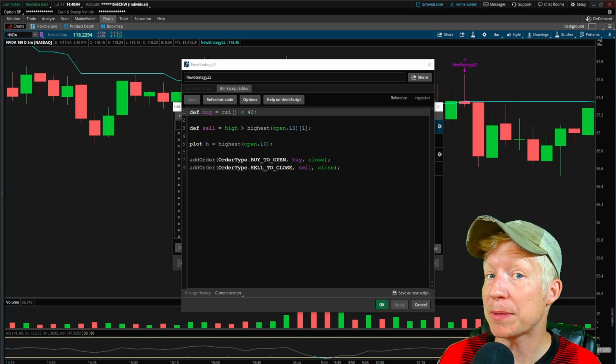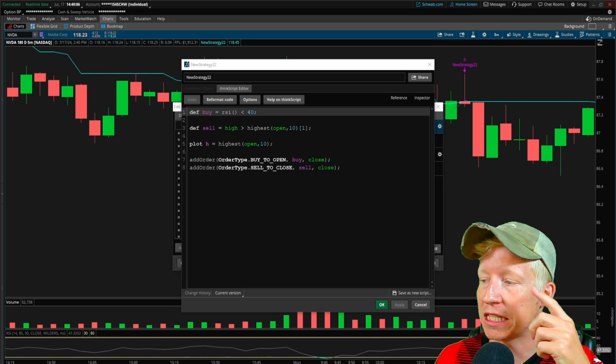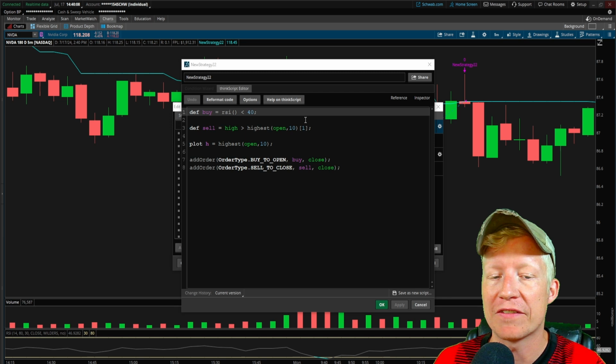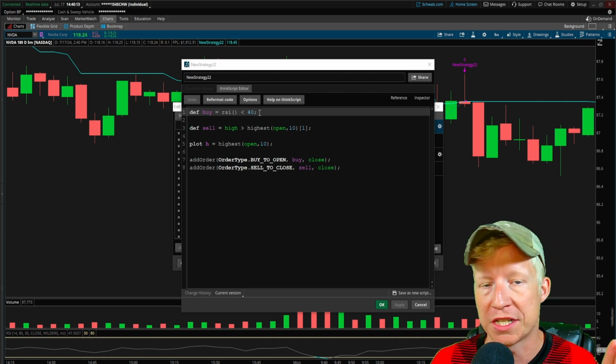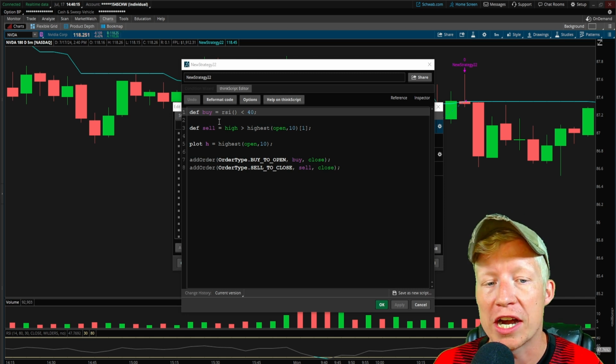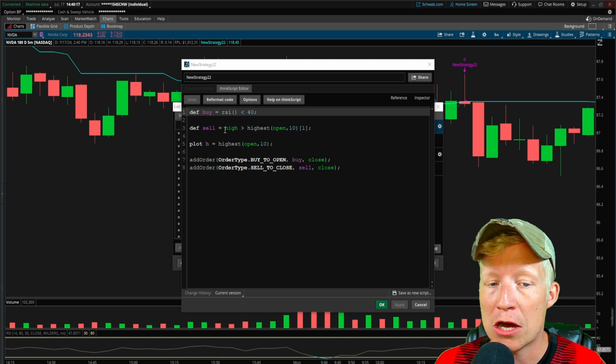Alrighty, let's up the complexity just a little bit now. Look at this new thinkscript example I've got on the screen for you. Now, we're buying if the RSI is less than 40. Once again, just some reason to get into the trade. Now, focusing on the sell condition.